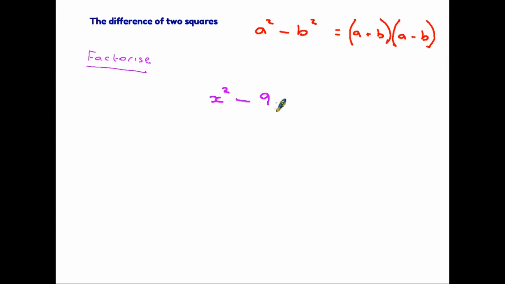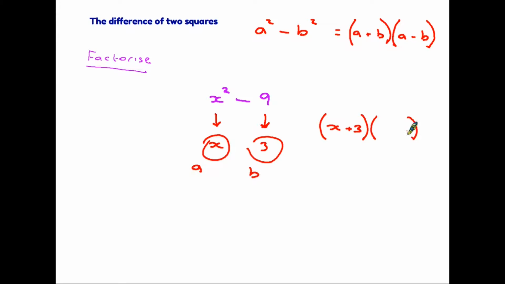So, if these two terms are squared terms, the first thing we need to do is work out the square root. The square root of x squared is x, and the square root of 9 is 3. These two new terms here are a and b. So all we do once we've found the square roots is we put them into the formula. We open a set of brackets. We have a plus b, so that's x plus 3. Close the brackets. Second brackets asks us to write a minus b, so that's x minus 3. And that is your answer.